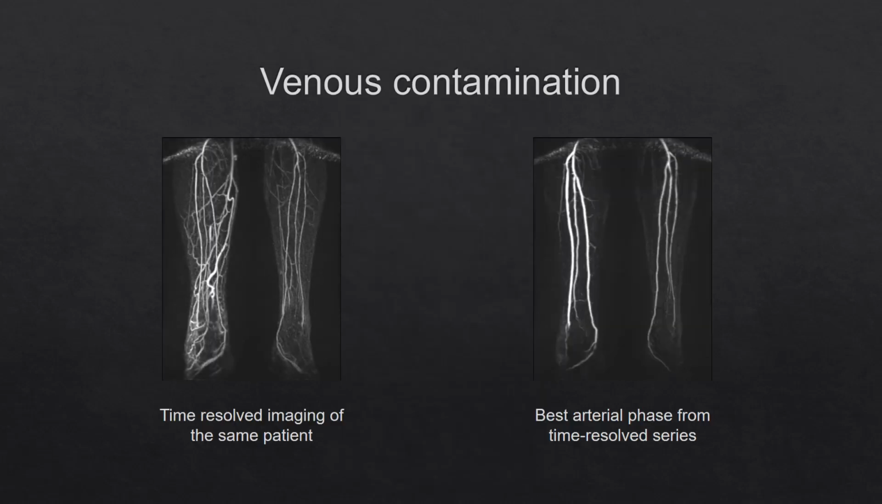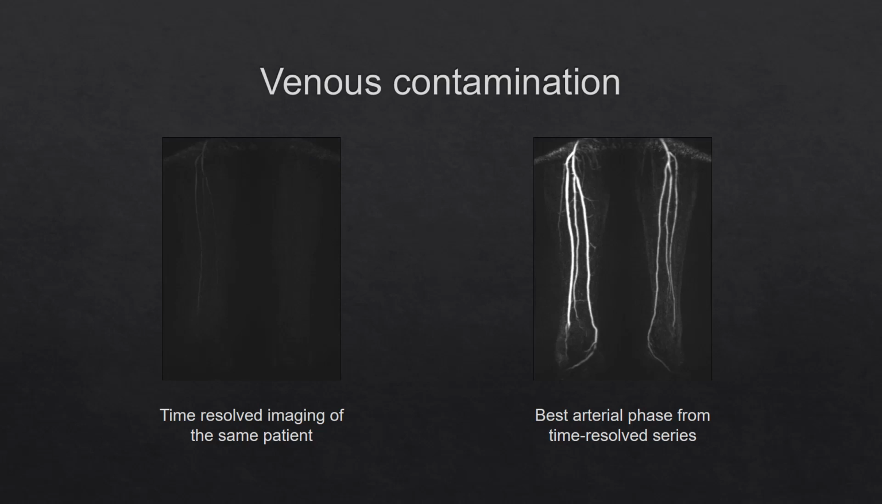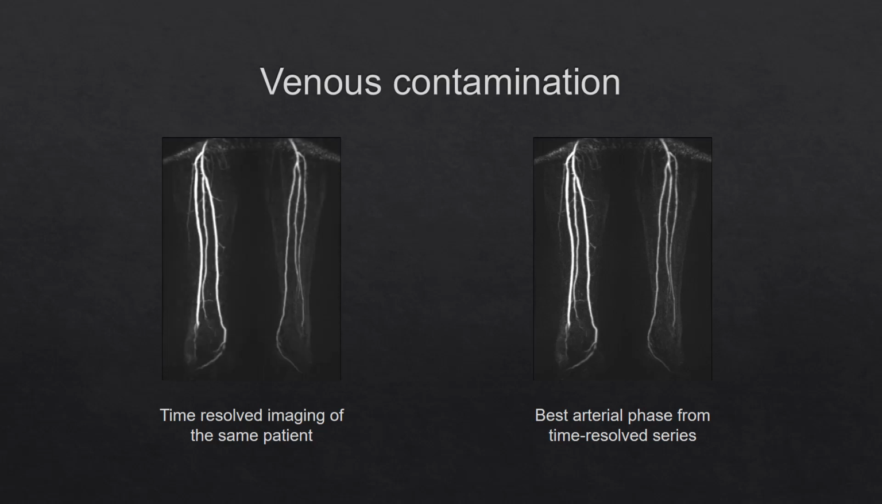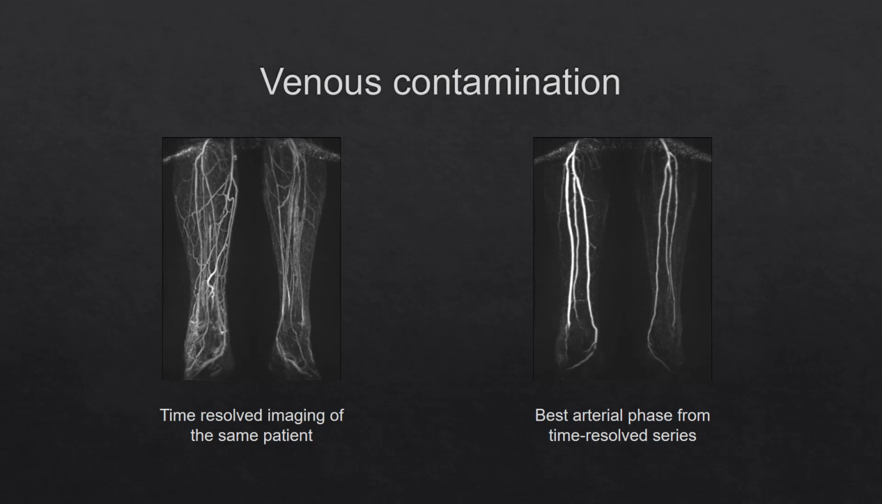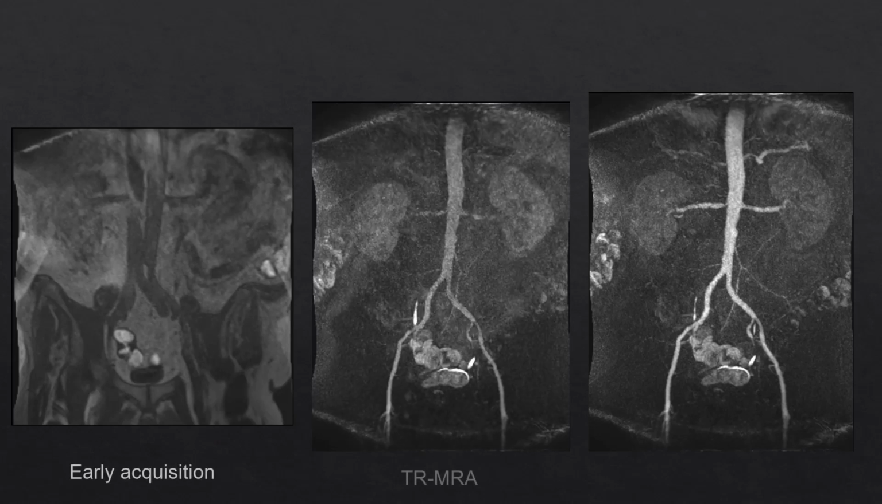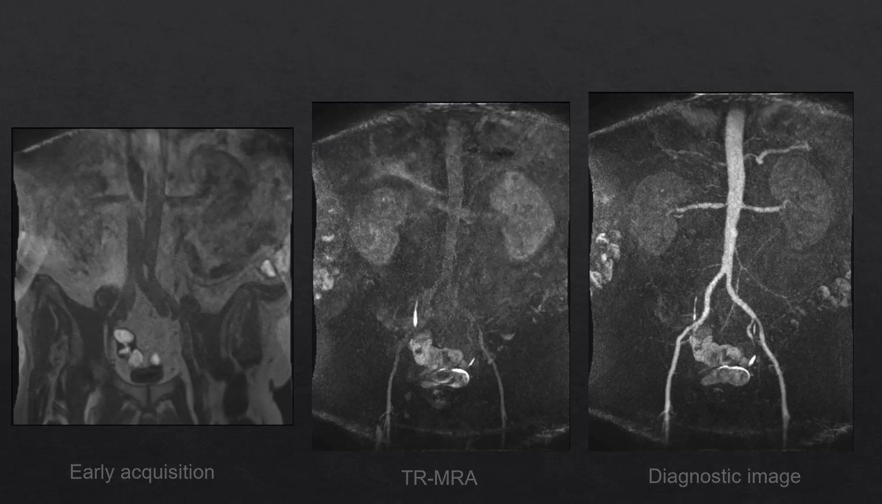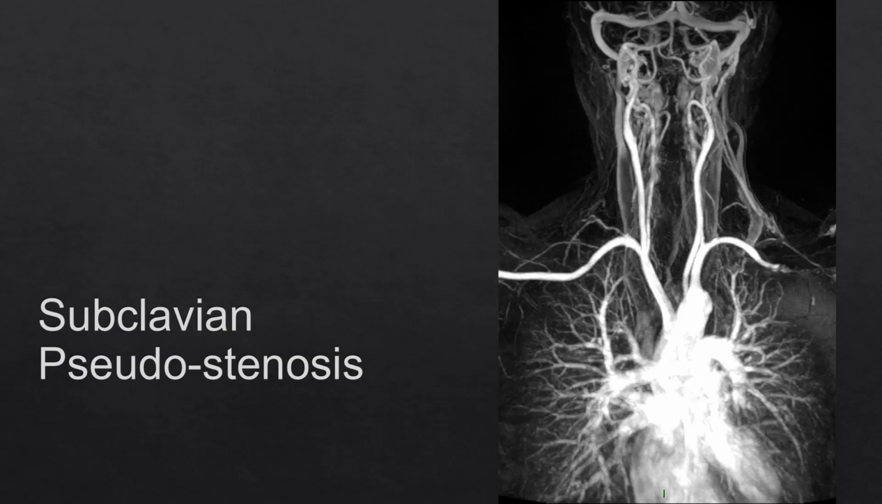So there are certain ways this could be ameliorated. Meticulous technique and practice, using a test bolus or fluoroscopic triggering, can help with that, as can using elliptic centric K-space ordering. Also, time-resolved imaging can help, where you've got several time points and you can choose the best phase to be selected later on. This is an example of an aortoiliac angiogram which was acquired too early and salvaged using time-resolved imaging.